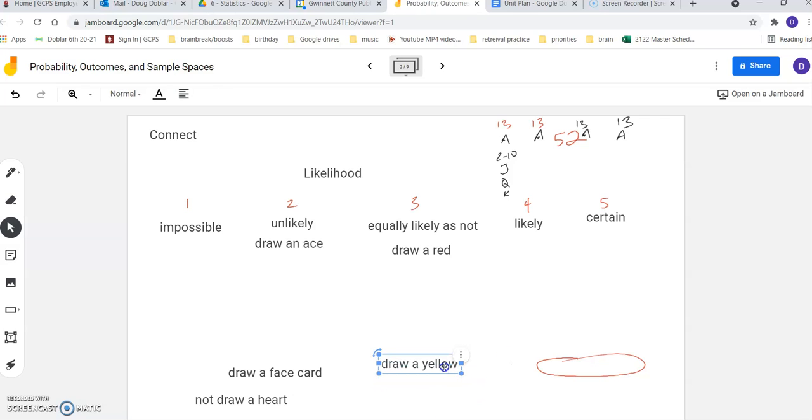How about drawing a yellow? Well, nothing's yellow. The spades and the clubs are black. The hearts and the diamonds are red. Nothing's yellow, so that's impossible. There's no chance whatsoever that that's going to happen.